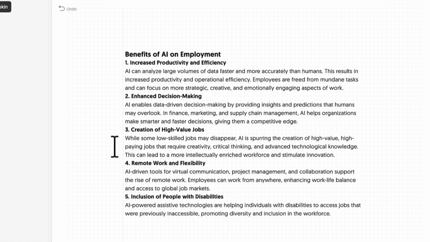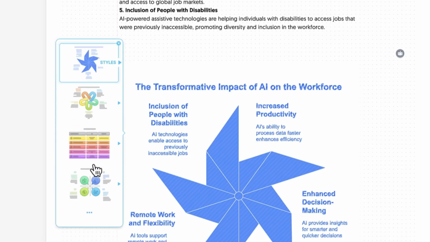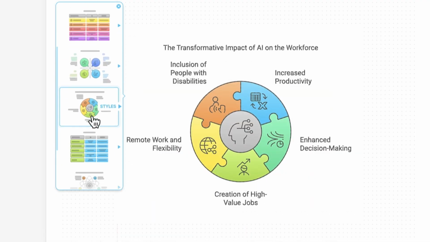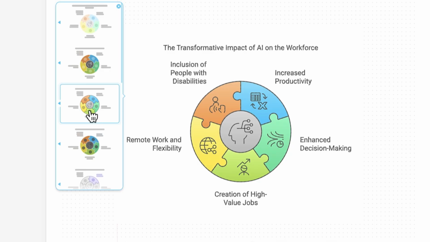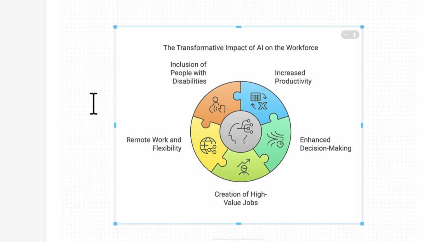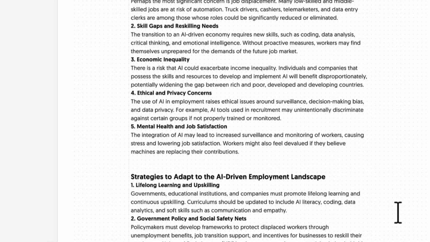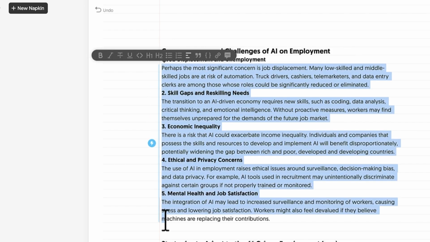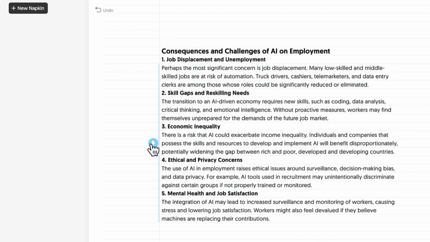Now this is going to sweep through and generate the slide for us. And as you can see, it is giving us something very, very interesting. We can click, and I think I kind of like this one, so we'll go with something like this and something a bit more colorful. You can come down here, consequences and challenges of AI on employment. So we can select, and then we can drag up to here, and then come over here and click.